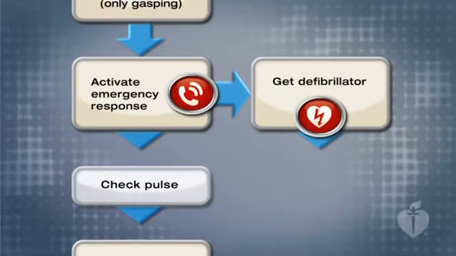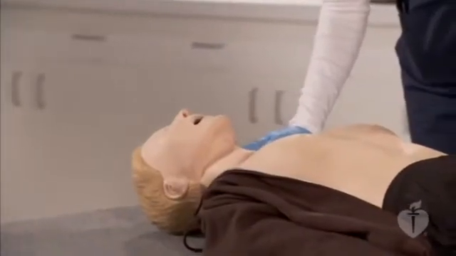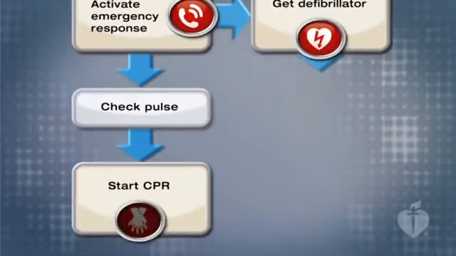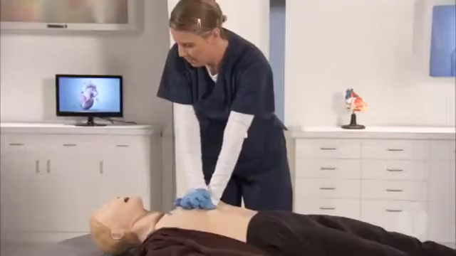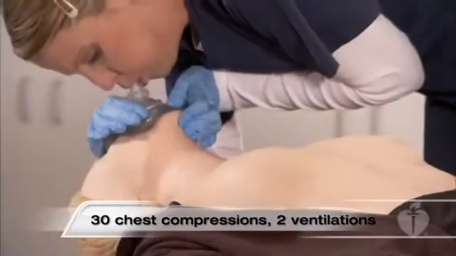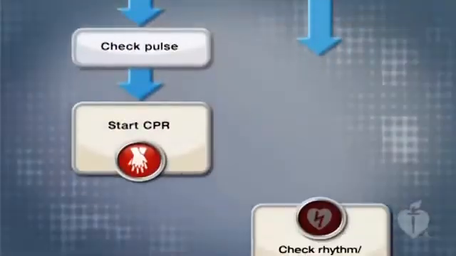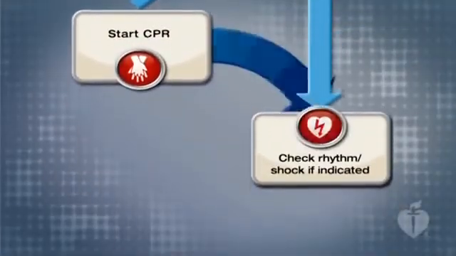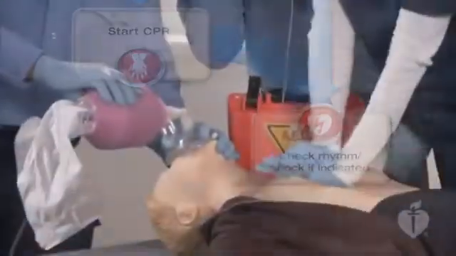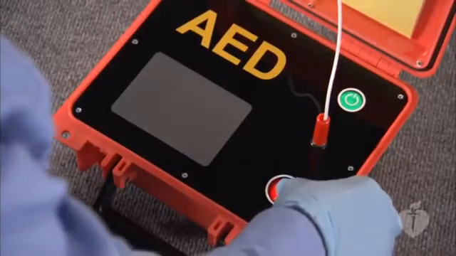Step 3, circulation. Check the carotid pulse. Do not spend more than 10 seconds checking for a pulse. If you cannot feel a pulse within 10 seconds, start CPR. Immediately give cycles of 30 chest compressions followed by 2 ventilations. Step 4, defibrillation. As soon as possible, attach an AED or defibrillator, and if indicated, deliver a shock.